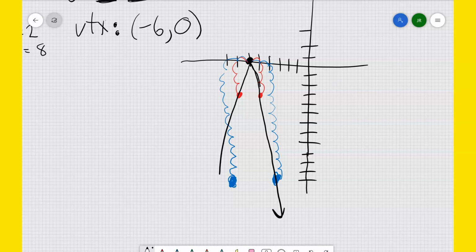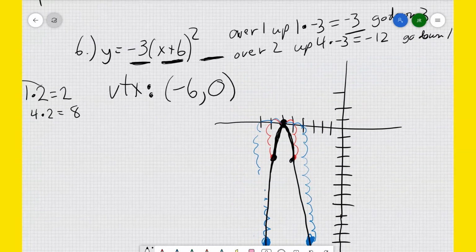Oh, I sure messed that up. Pardon my inability to write very well on this computer screen. Okay, so there we go. There's that parabola. Notice it opened downward. Every time we have a negative, it's going to open downward instead of opening upward.